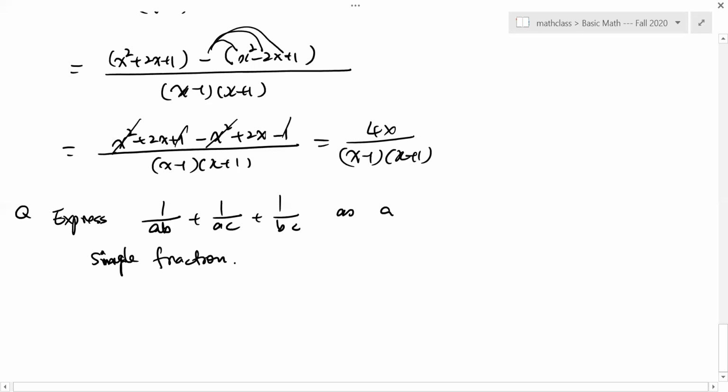Well, you're just trying to make a common denominator. How do you make them have a common denominator? Well, just have an ABC, right?